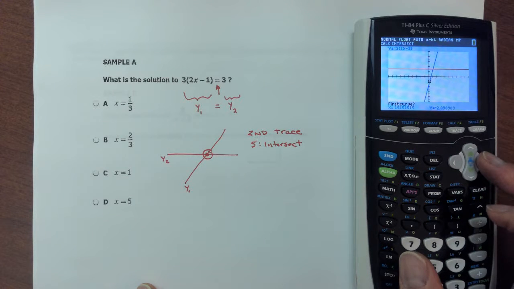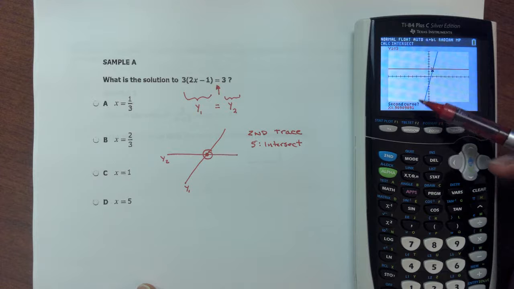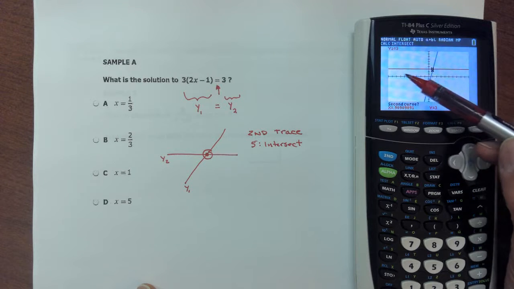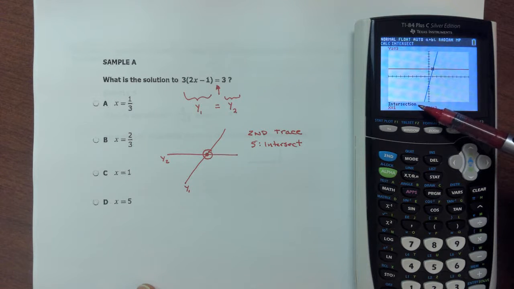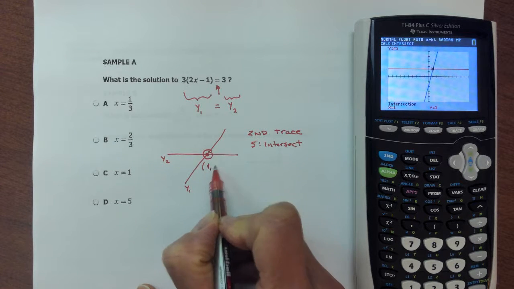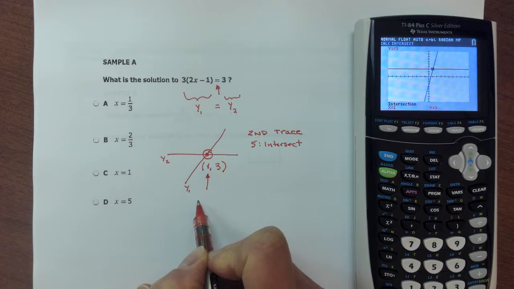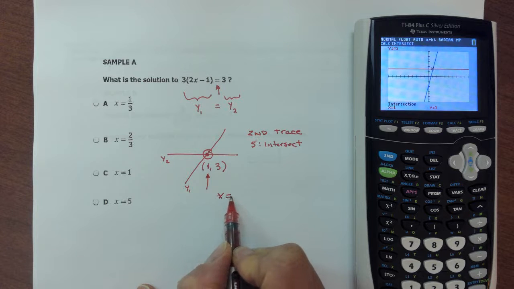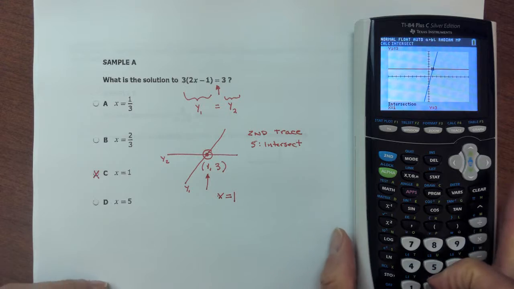I can leave it there, or I can move it closer, and then I'm going to push enter, and notice this is second curve. It changed. It's now on my red line, y2. It's good enough. That's close. Notice how it says intersection. So this point here is at the point (1, 3). I'm only concerned about my x value. So this is where x equals 1. So my solution is C.